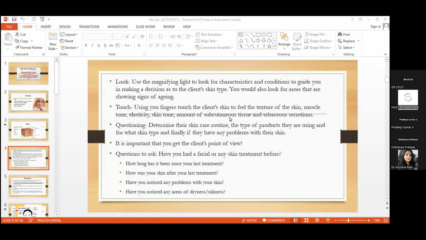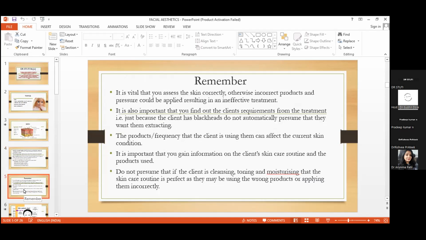So see, in facial aesthetics, we do not call them patients as we do in other branches of medicine. In facial aesthetics, we address our patients as clients. It is vital that we assess the skin correctly, otherwise incorrect products and pressure by us on the client would be very harmful and ineffective. Your client would not turn up to you again, and there wouldn't be positive feedback about you in your nearby areas.